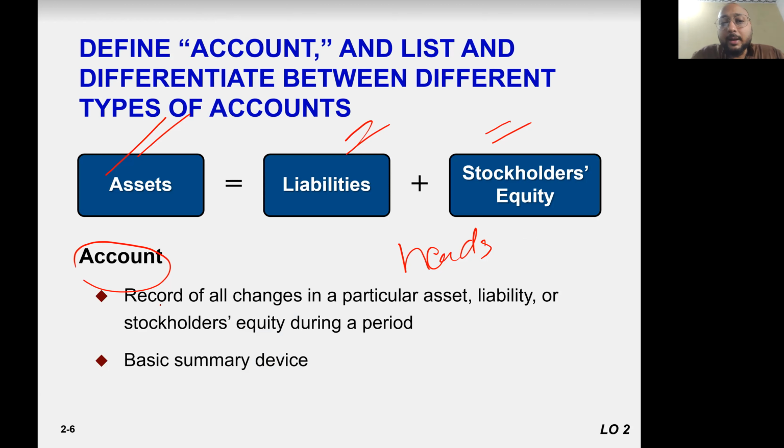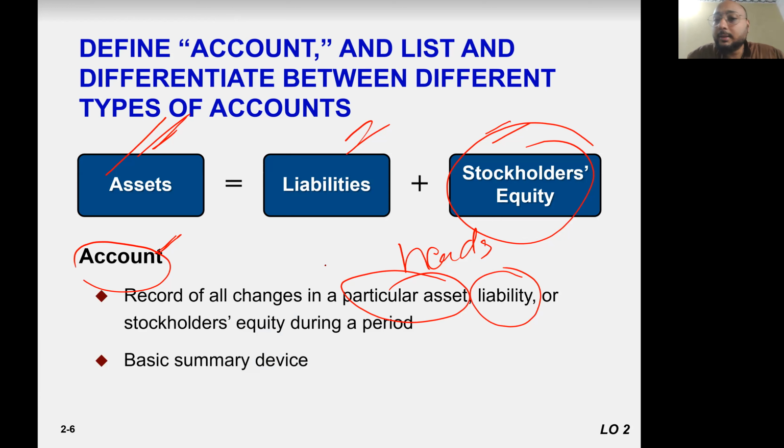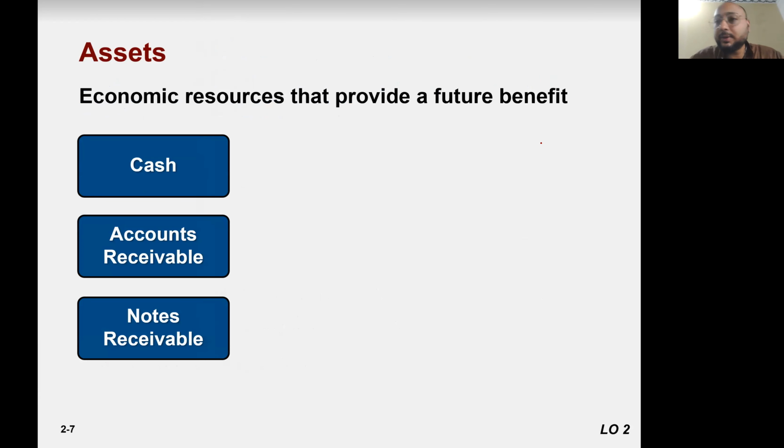So the account records all the changes in particular assets. If this is an asset account, then all the transactions related to assets must be recorded in the asset account. If that transaction is related to liabilities, it will be recorded in liability accounts. If that transaction is related to stockholder equity, it must be recorded in stockholder equity account. So we have accounts here.